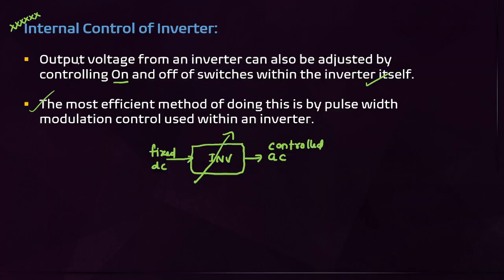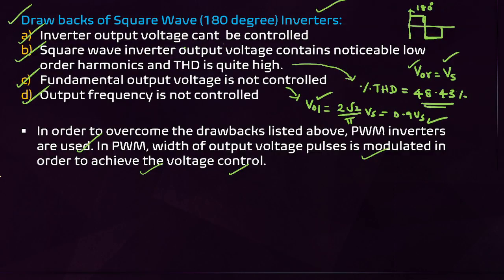But very important is internal control of the inverter. What do you mean by internal control of the inverter? Output voltage from an inverter can also be adjusted by controlling the on and off of the switches within the inverter itself. The most efficient method of doing this is pulse width modulation control within an inverter. By controlling the on time of the switches, we can control the output voltage, that is called pulse width modulation.